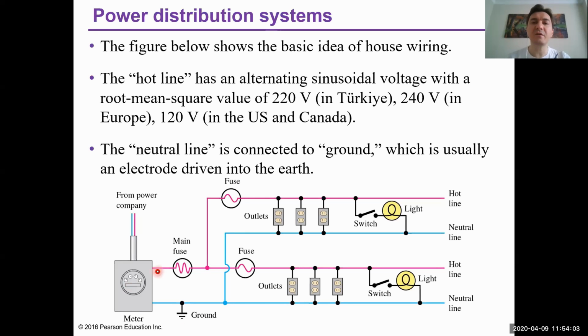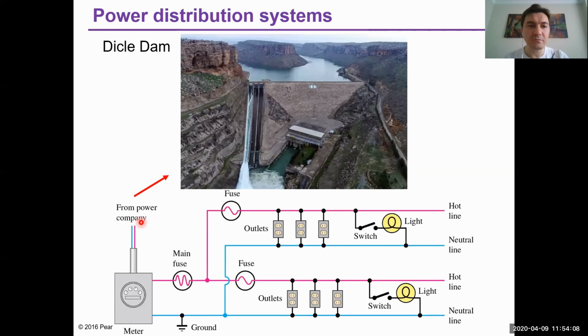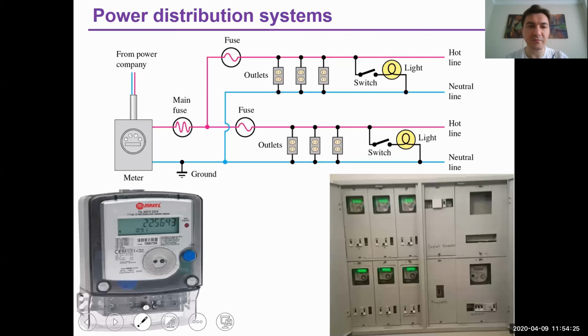So now let's go into detail about what we have here. So the power company, this is the Dicle Dam on the Dicle River in Diyarbakır, okay? So electricity is produced here. And then here we have the meter in the building, okay? So this is the meter, sayaç in Turkish, okay? This is showing us there are many meters within the building of your apartment, for example.